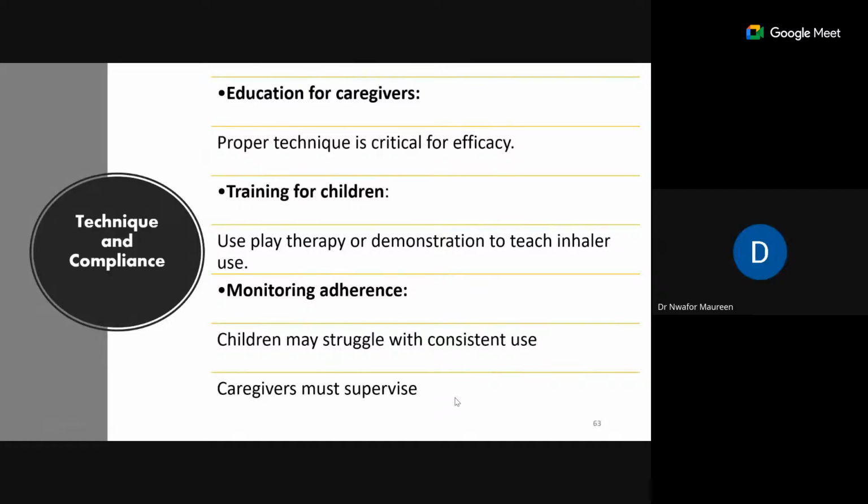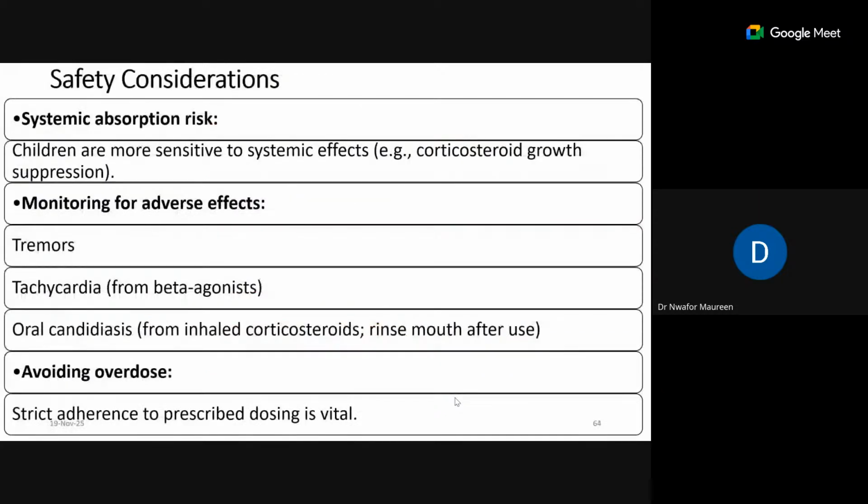Technique and compliance: you must educate the caregivers because children don't really understand. The proper technique is critical for efficacy. When training the children, you can use play therapy; as they're playing, you still emphasize what you want them to know about the use of their inhalers. Monitor adherence. Children may struggle with consistent use. Caregivers must supervise.